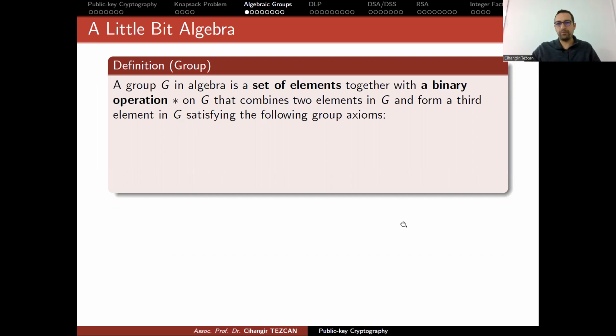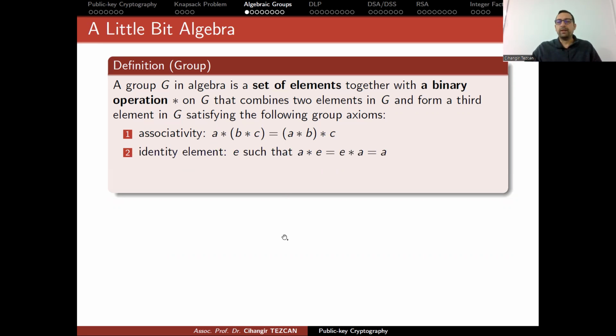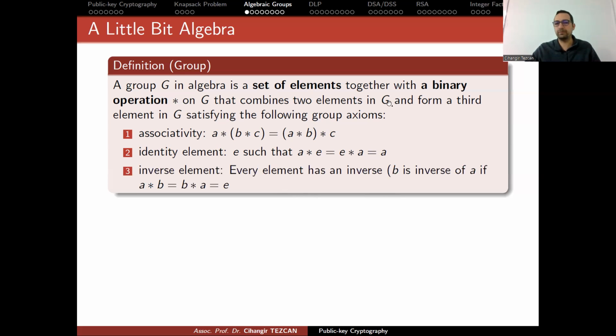So let's start with it. First, we want it to be associative. This means that first B star C, then A star the result equals A star B, then star C. Okay, this is associativity. We also need an identity element for a group. So if E is the identity element, then it should satisfy the following equality: A star E and E star A should equal A for every A in the group G. Okay, not for a single element, but all of them.